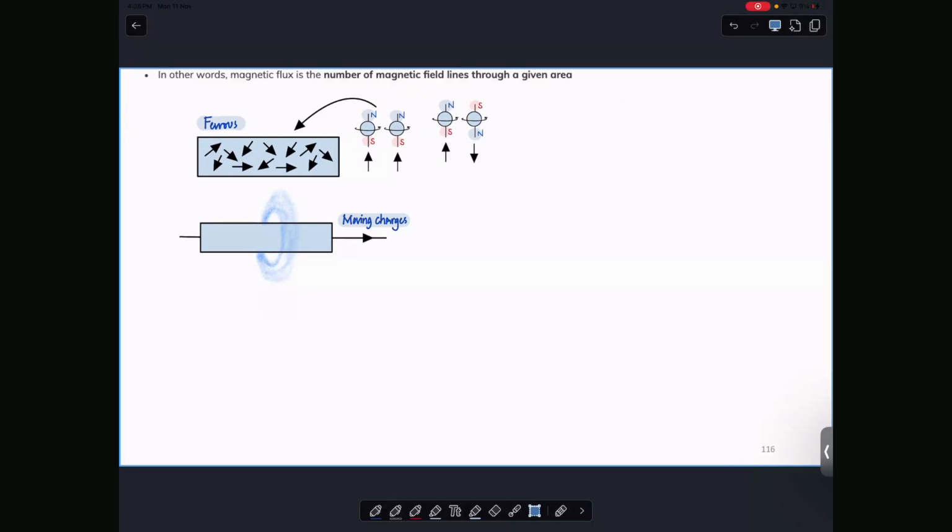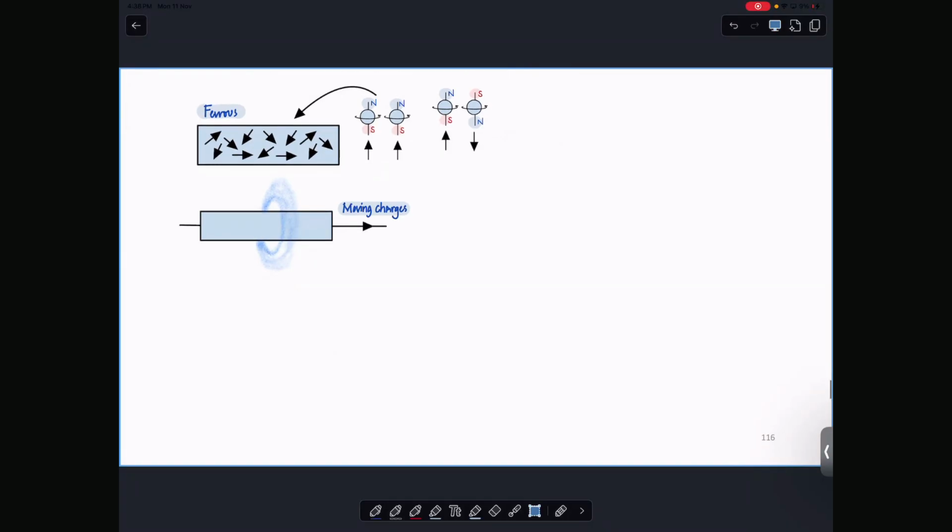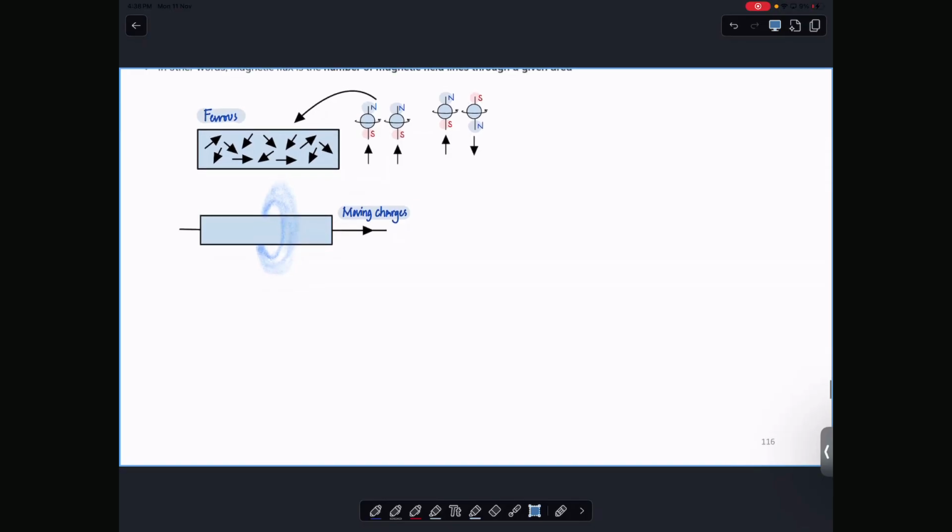Oh, that we don't know. That is just still a mystery. It's something to do with quantum mechanics, which I know is not well defined. We just know that electrons, when they spin, produce this effect around them. That's all.